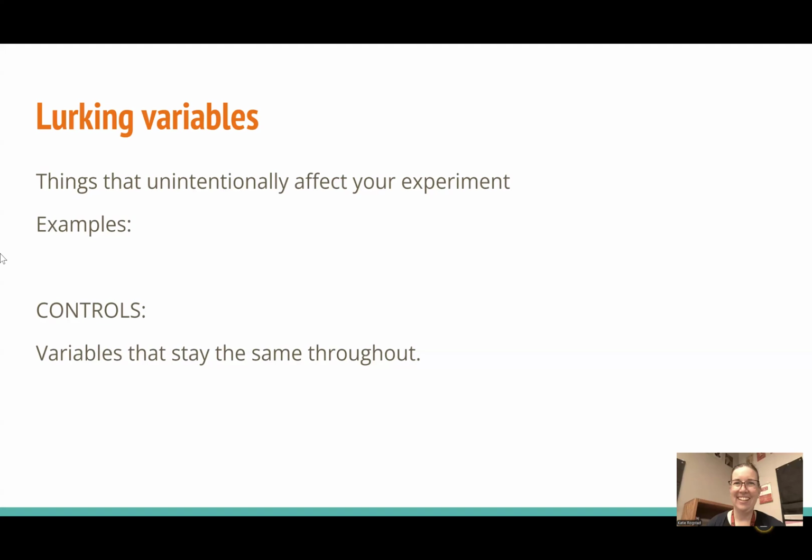And this is also called a control, right? You want to control as many things as possible. So anything that stays the same throughout your entire experiment is called a control. So if we're using the same weight, the same mass, right? The same 20-pound mass throughout all the experiment and testing it in different locations, that is a controlled variable because we know it's the same.